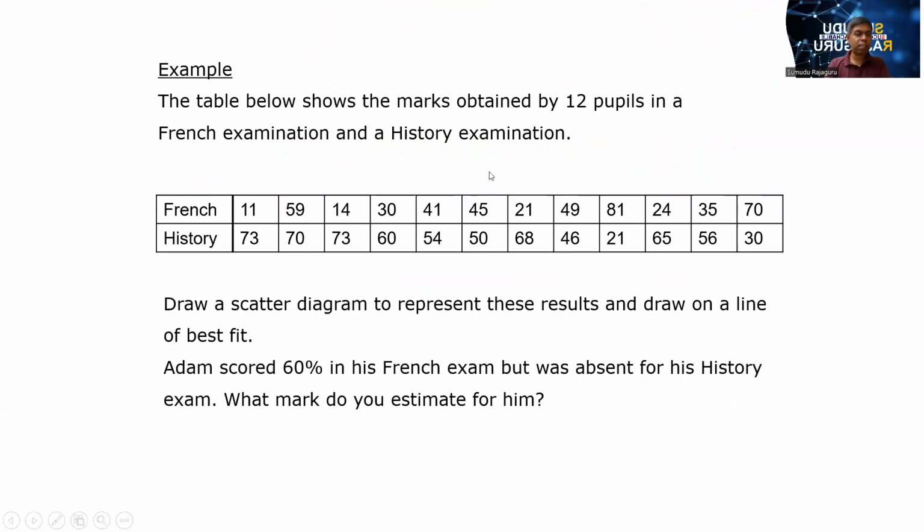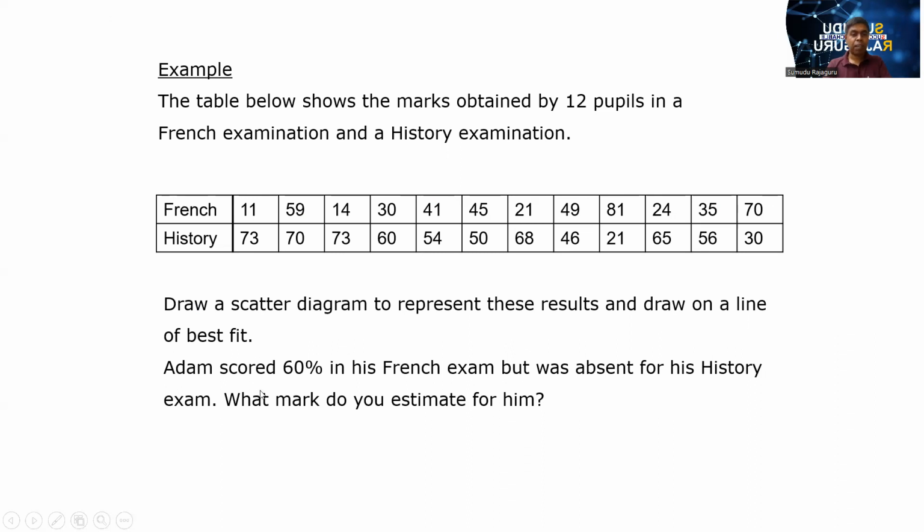We can consider 12 fields. These are the benchmark marks for those 12 fields, and these are the history marks of those 12 fields. So we can take history on the x-axis and French on the y-axis. It is not hard and fast. If you want, you can take French on the x-axis and history on the y-axis. Then we can draw the scatter diagram. By using the scatter diagram, we can understand the correlation, and also we can predict.